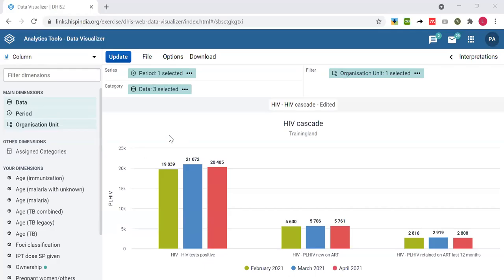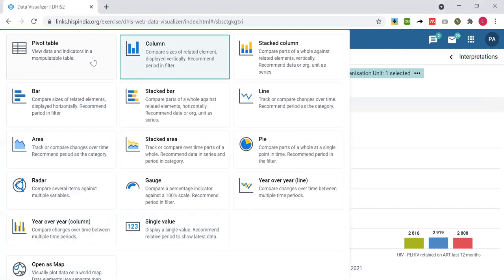I'm going back to our demo instance, the exercise instance. Here we see the series, categories, and filter. We are also seeing something which we did not focus on yesterday, called chart type. Yesterday we were using pivot table, and today we can discuss many other chart types. Most of you must be familiar with column, stacked column, bar, stacked bar, line, pie, area, and there are so many chart types.